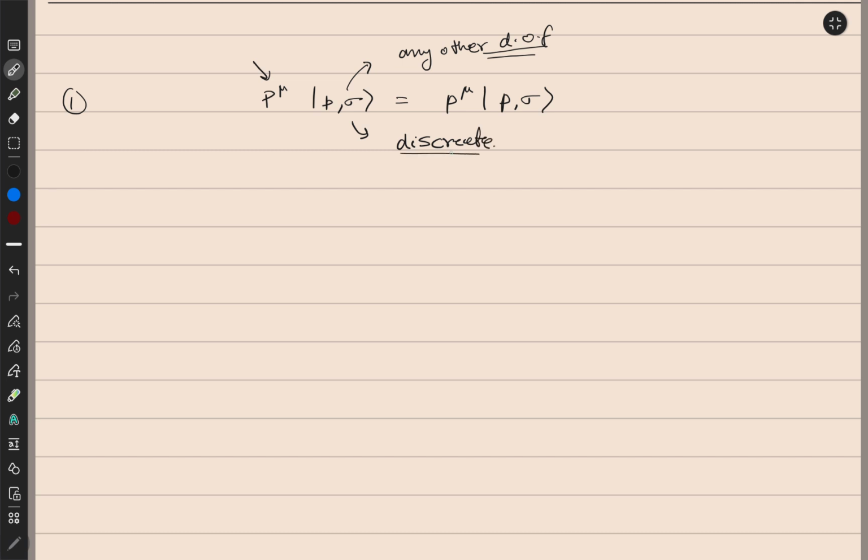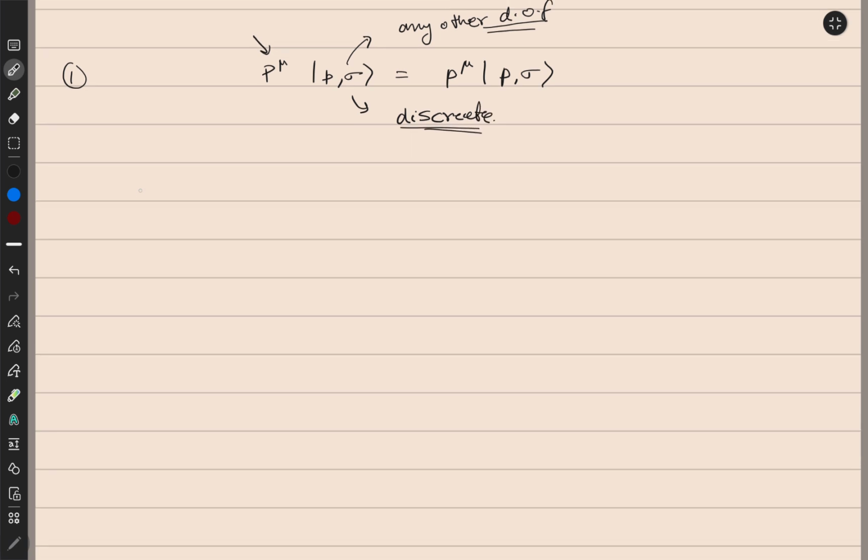Just to summarize, we used momentum eigenstates to label the states in the Hilbert space, and they had the property that acting this generator on the momentum states gives you just the eigenvalue p mu, and sigma are any other degrees of freedom that the particle might have, and we assume that these are discrete.